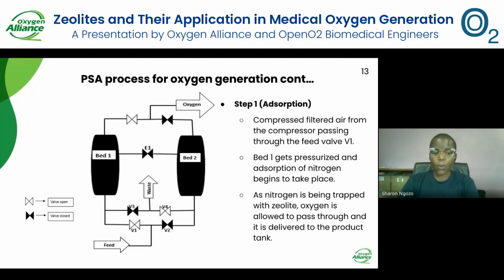So what's exactly happening in this diagram? We have compressed air from the compressor being fed to bed 1, or zeolite column 1. As this bed is being fed, the compressed air gets pressurized in the column, and the pressure builds up to the recommended pressure for PSA, as my colleague talked about. In this column, nitrogen molecules get adsorbed while oxygen flows through to the product tank. That is why it's known as the adsorption.